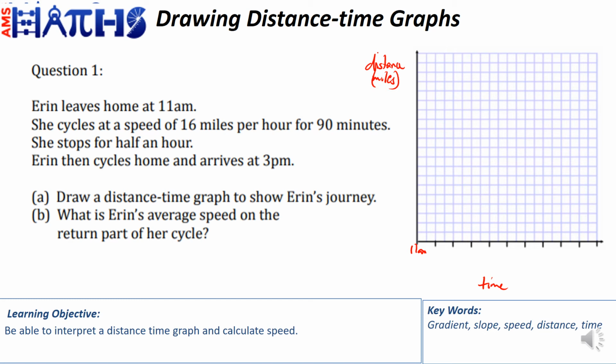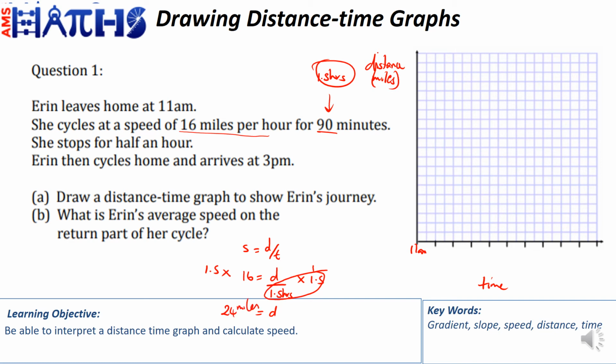We need to work out how far she got by traveling at 16 miles per hour in 90 minutes. 90 minutes is 1.5 hours. Okay, so we can calculate how far she got. Speed is equal to the distance divided by time. So we know our speed is 16. We need her distance, but we know her time is 1.5 hours. So multiply both sides by 1.5. Okay, so we have 1.5 divided by 1.5, which is 1. That leaves us with 1D. And then 16 times 1.5 gives us 24 miles. So she got as far as 24 miles.